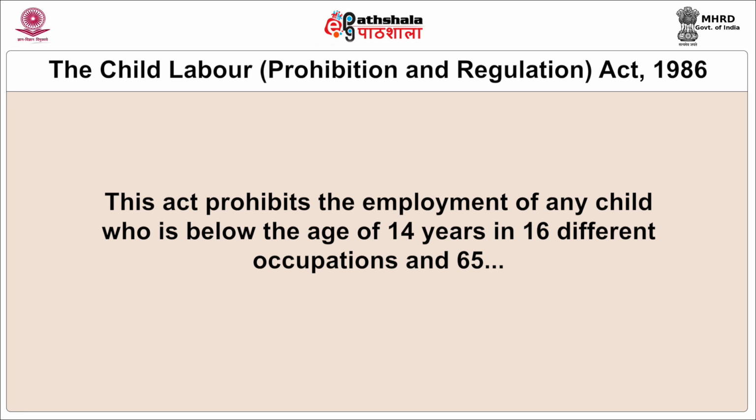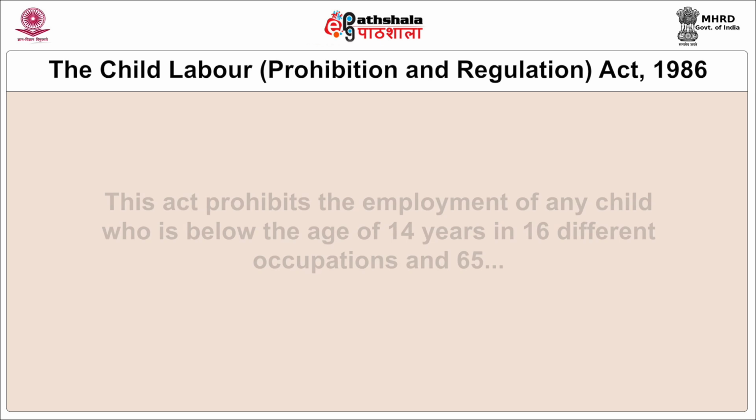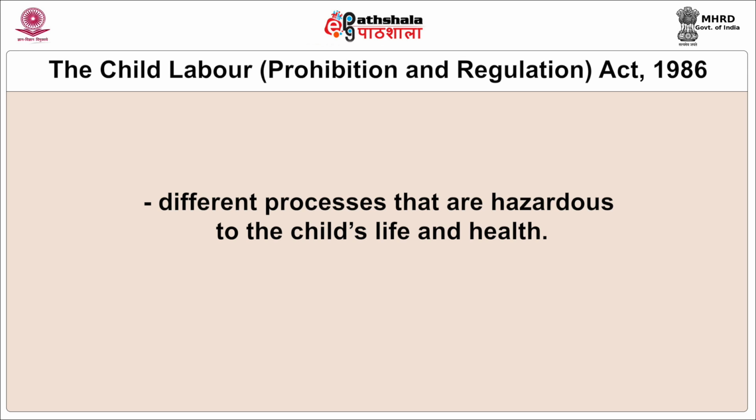This Act prohibits the employment of any child below the age of 14 years in 16 different occupations and 65 different processes that are hazardous to the child's life and health. These processes and occupations are listed in the schedule of the Act. In 2006, there were several other additions to the schedule.